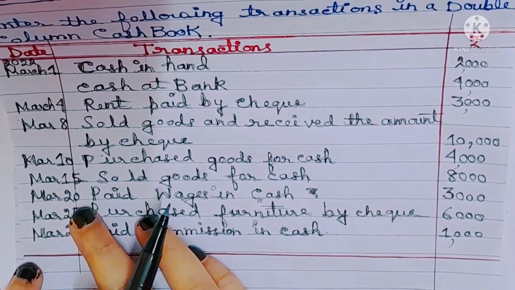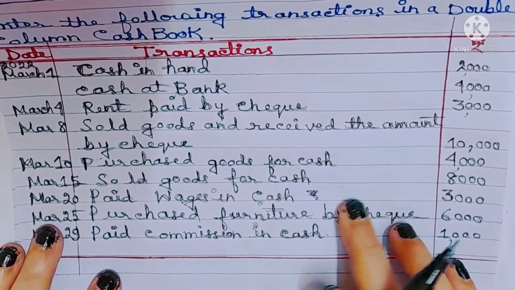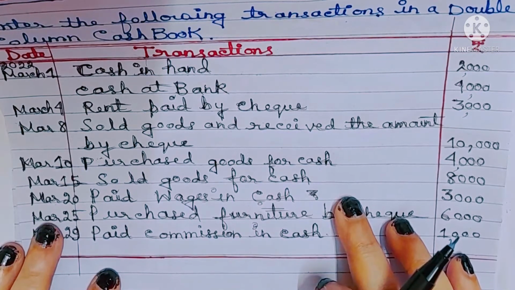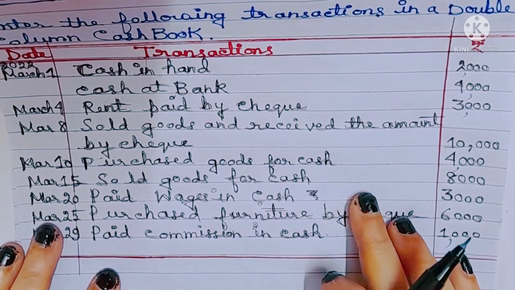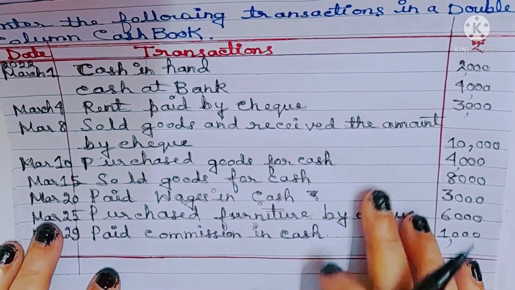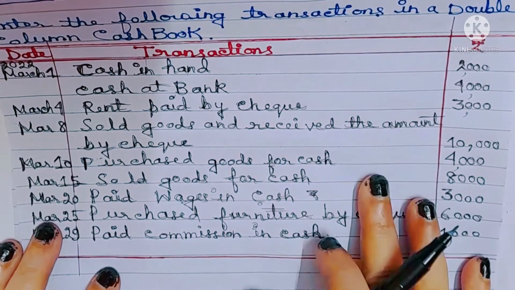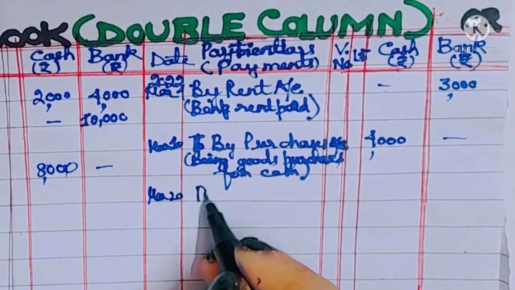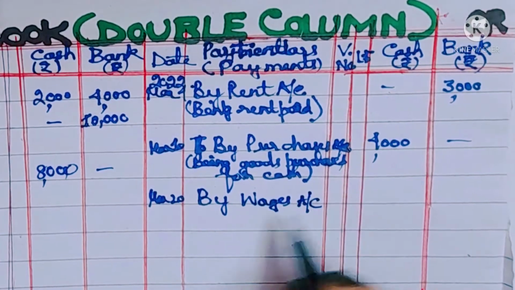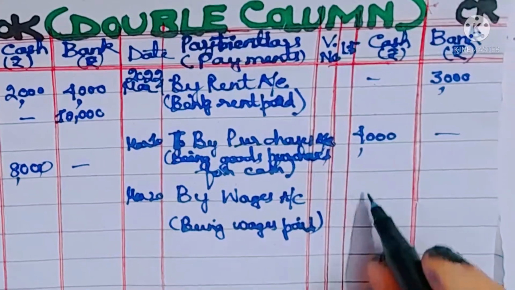So the next transaction is on 20th March, paid wages in cash 3,000. So what will be the journal entry? The journal entry will be wages account debit to cash account. So what is the position of cash account? Since cash account is on the credit side, wages account will also be on the credit side. So we'll have to write by wages account in the cash book on the credit side in the cash column 3,000. Okay, so let's write 20th March by wages account, being wages paid in cash. So 3,000 will be in the cash column.